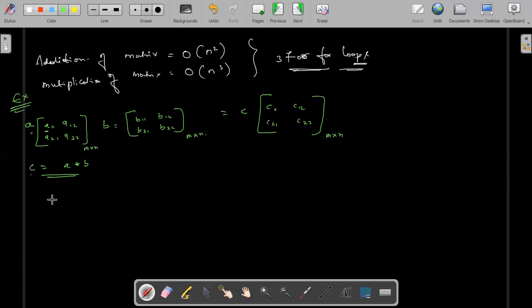Now everybody observe here. I'm just writing the formula. For C11, how to write it? For C11, see here. This is very, very important, guys. Please observe.